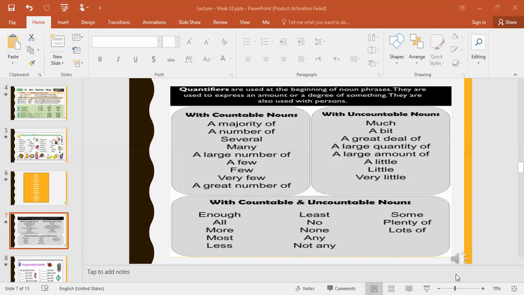More, most, less, least, no, none. Let me use an example here. For example, if I said, most of the students are watching the live sessions. None of the students is watching the live sessions. Some of the students are watching the live sessions. Okay, so not any of the students are watching the live sessions. So I can use it with countable and uncountable nouns.